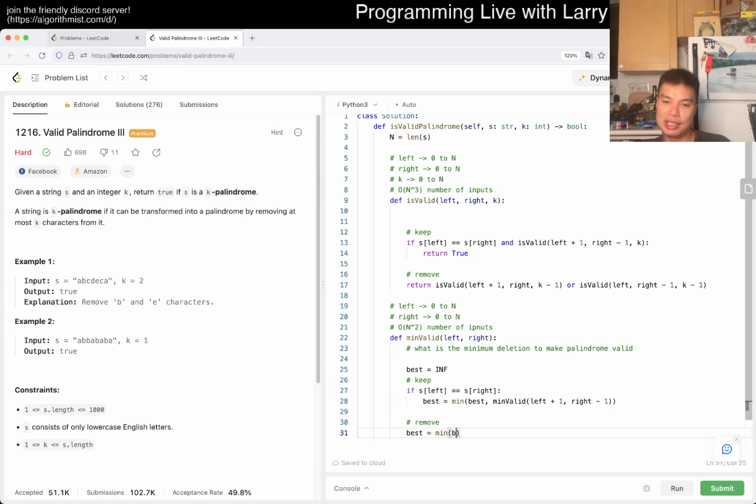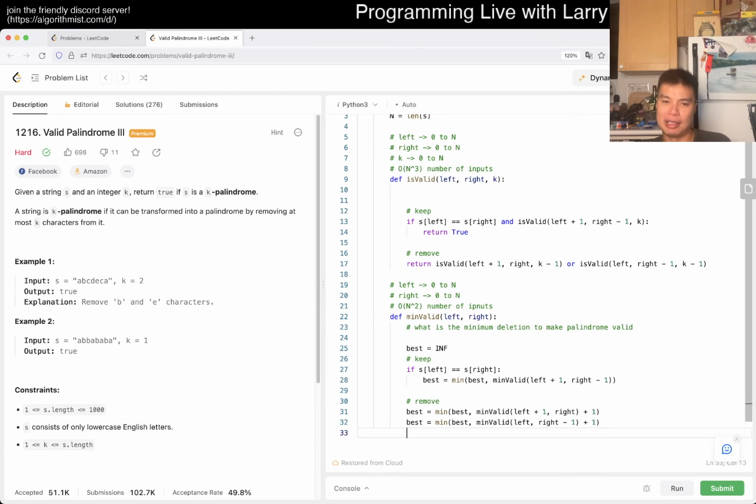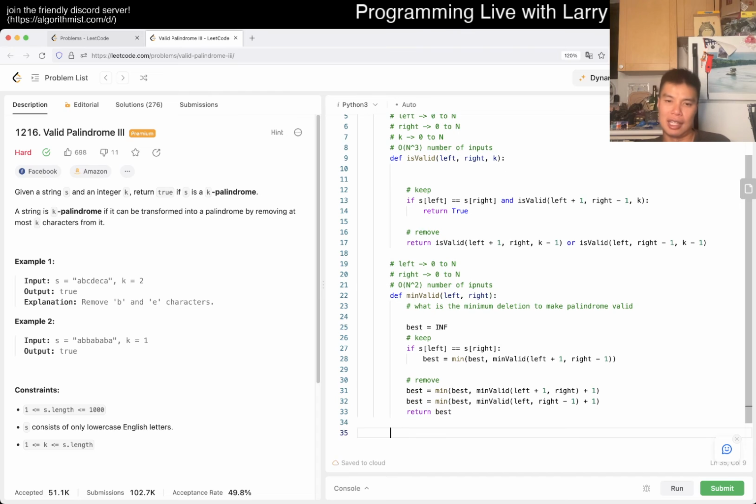But removal is just best, min valid of left plus 1, so we remove the left, and then you can also remove it from the right, so left, right minus 1. Of course, this may even be true if they are the same, though I don't know if you would ever, in this particular case, do that. In some cases, yeah. And then we just have to do min valid of 0 and n minus 1, and check whether that is less than or equal to k. And that should be good enough.